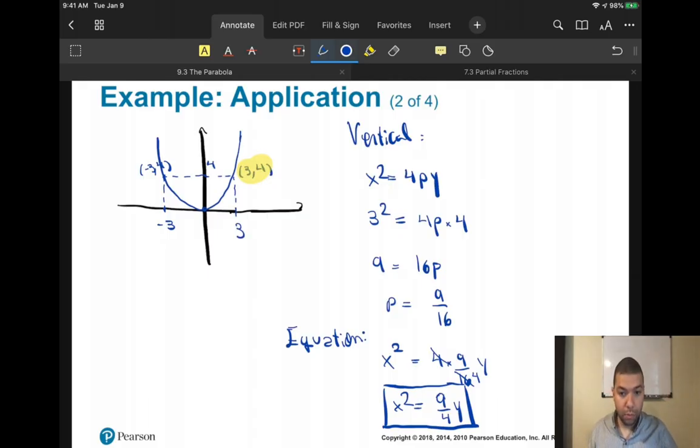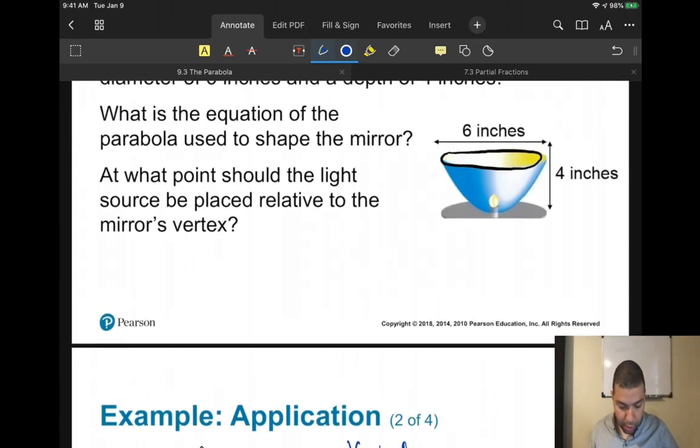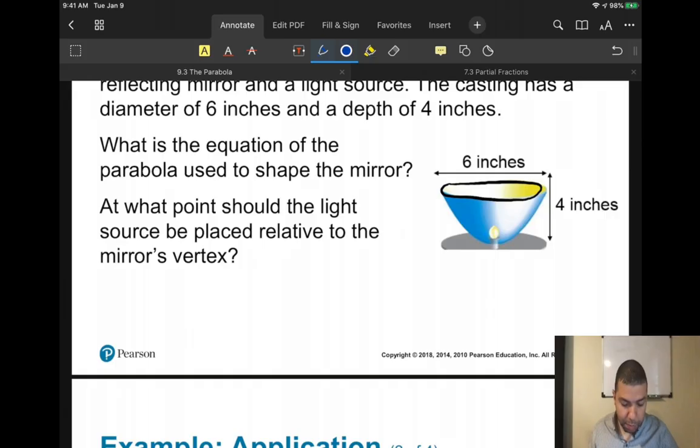Okay? The question now is, at what point should the light source be placed relative to the mirror's vertex? And this is the key point here. So just like before, the focus, the word focus, is not meaningless, right? It means exactly what you'd think it is. So remember for the elliptical pool, I think I mentioned that anything that reflects off of the ellipse comes back to one of the foci, right? And that's the point here too.